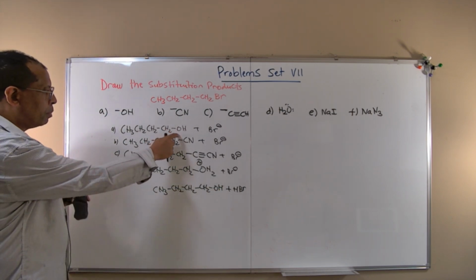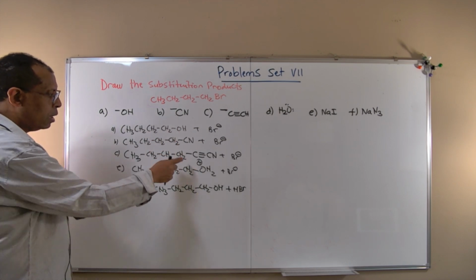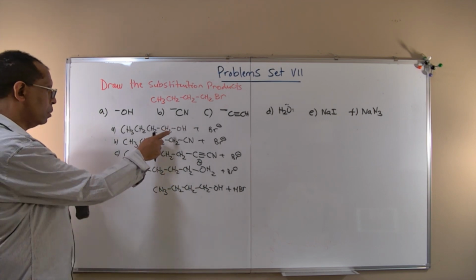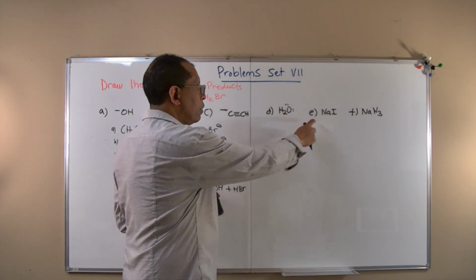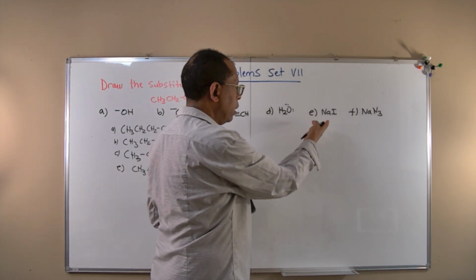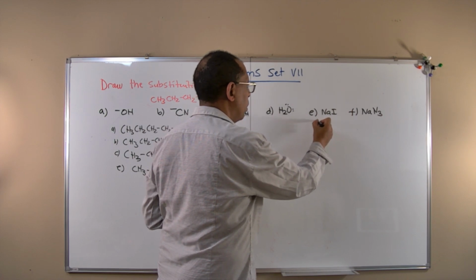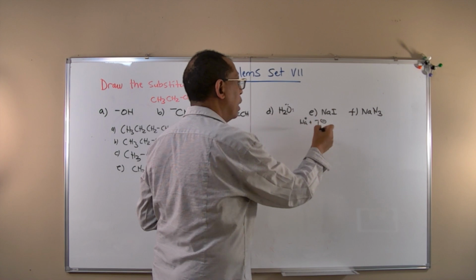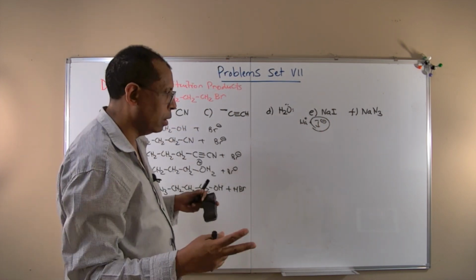So here the product is an alcohol, here is a nitrile product, here is an alkyne product, here it is an alcohol product. So A and E are an alcohol. Here also it gives you the sodium iodide. You know that the sodium iodide is sodium plus and I minus. So you actually use just the I minus, which is a nucleophile.